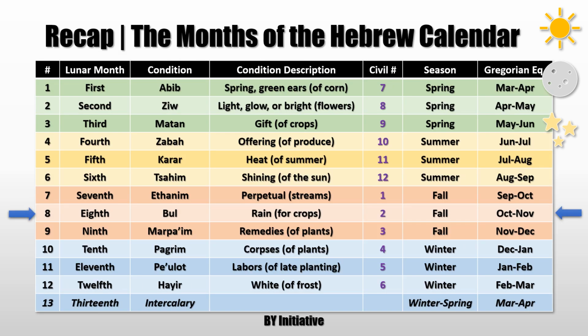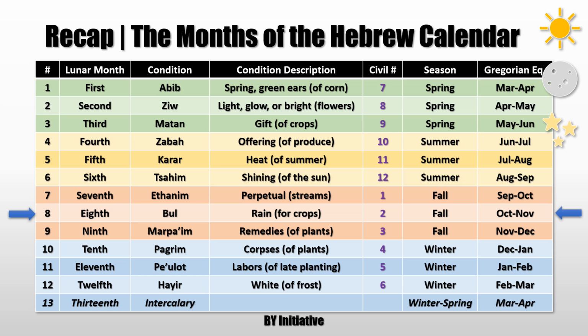And just a recap of the months of the Hebrew calendar, we'll be focusing on the 8th lunar month. The names of the months of the Hebrew calendar were ordinal numbers, such as the 8th month, Chodesh HaShemini, and the informal name given to these months was a condition that prevailed during that month. The informal name for the 8th month was Bul, and the condition description of what it means is rain in context for crops.